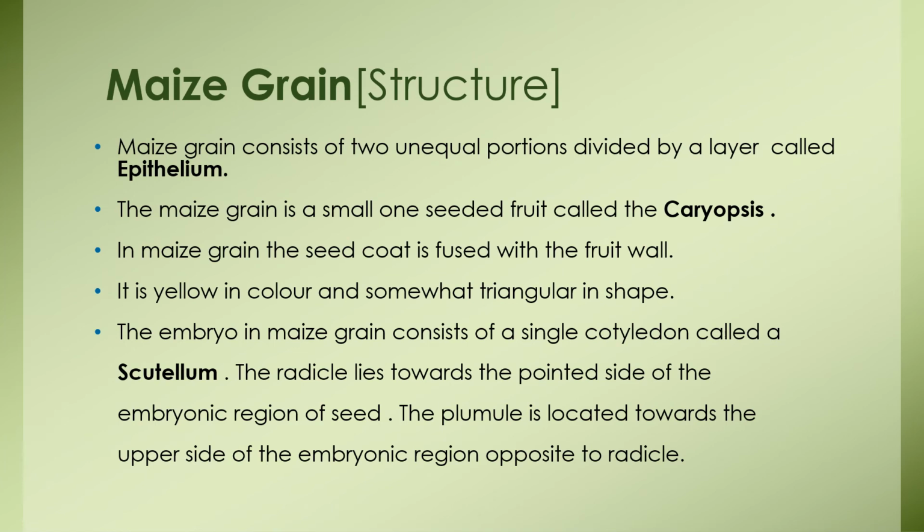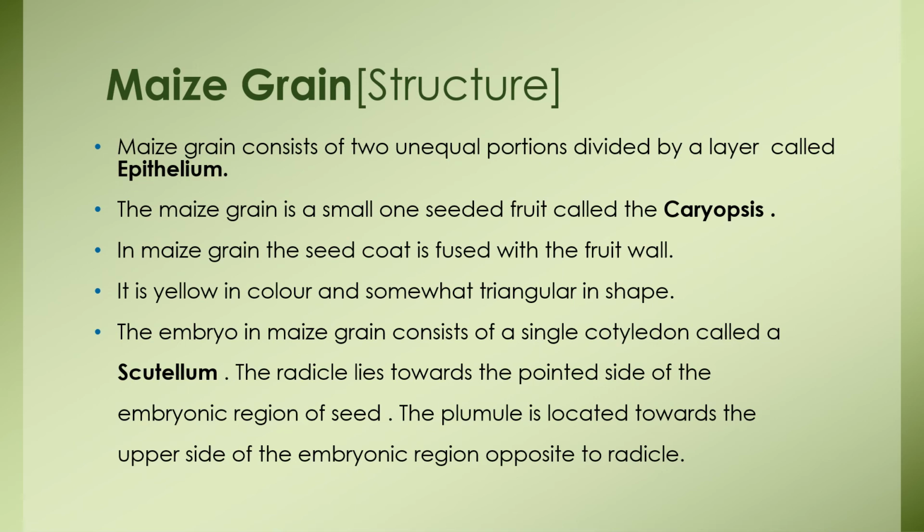The bigger portion is endosperm, which lies towards the broader side. It stores food in the form of starch, but its outermost layer contains only protein and is called aleurone layer. On the pointed end of the maize grain lies an opaque body called the embryo.